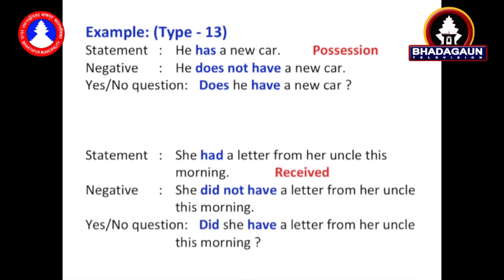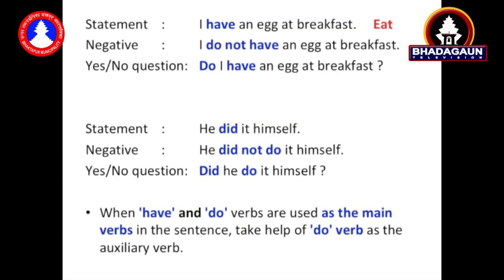And its question is, did she have a letter from her uncle this morning? Now here, auxiliary did is used before the subject she, and had is changed into V1, that is have. Did she have a letter from her uncle this morning? And let's take another example. I have an egg at breakfast.